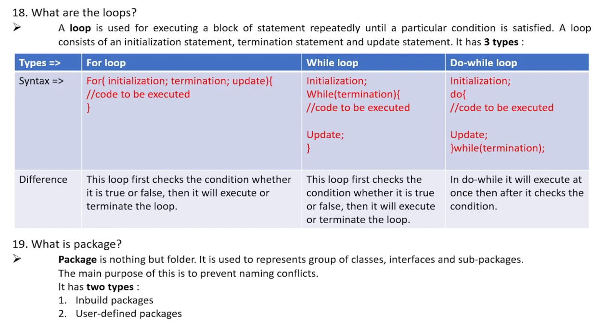18. What are loops? A loop is used for executing a block of statements repeatedly until a particular condition is satisfied. A loop consists of an initialization statement, termination statement and update statement. It has three types. First is the for loop, second the while loop and third the do while loop. Below is the main difference between them and the correct syntax. 19. What is a package? A package is nothing but a folder.